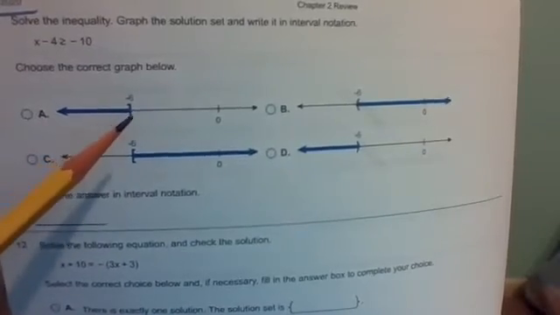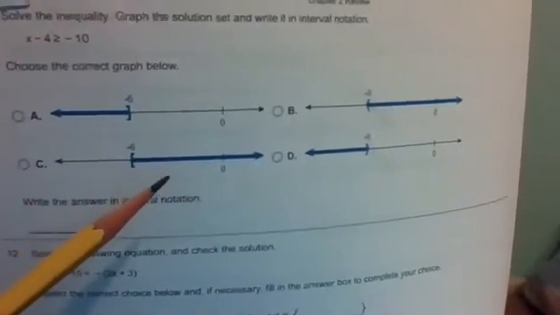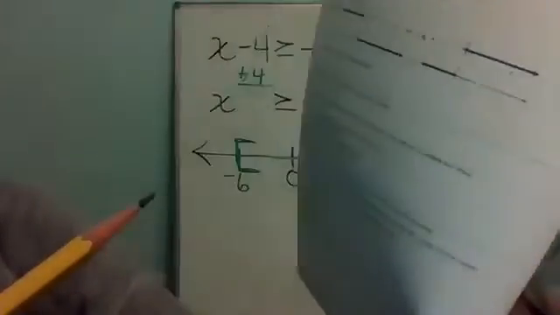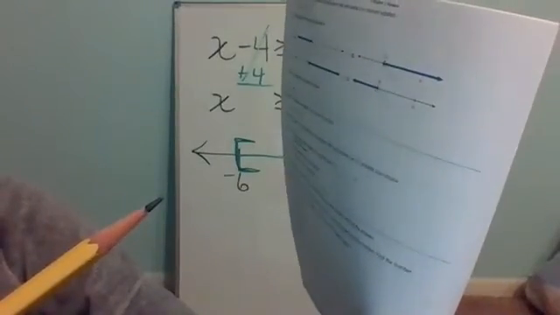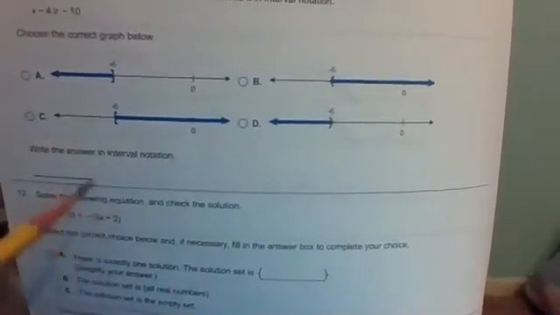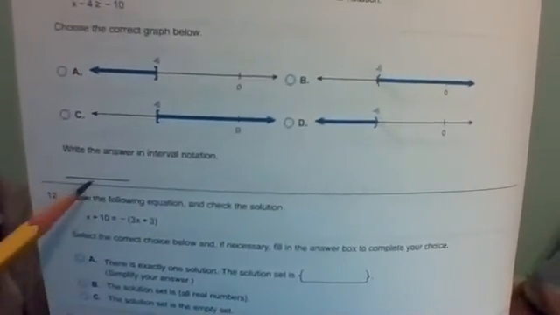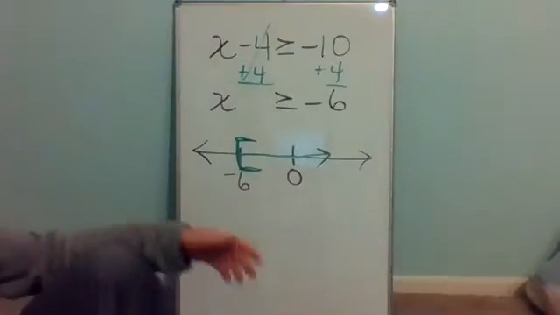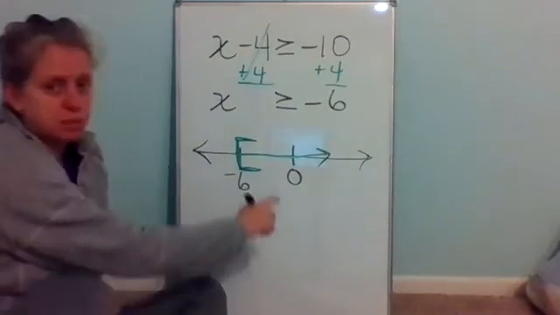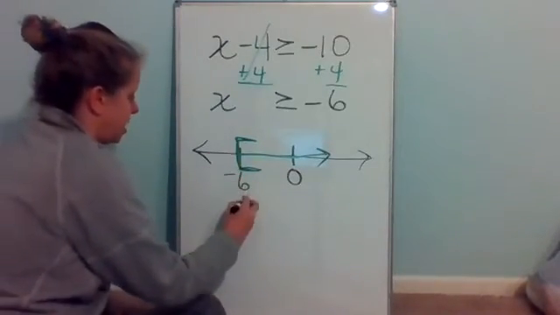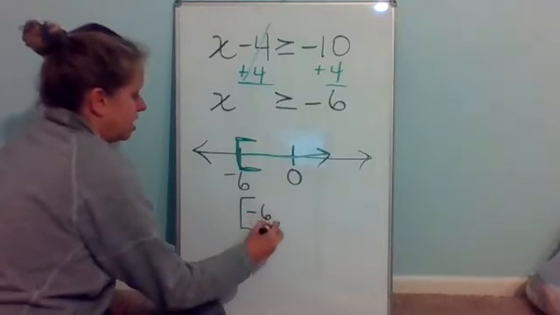And then you just have to decide which way the arrow's going. Since the arrow's going to the right, that's why you would pick this C, the one with the arrow going to the right. And then it says, here's where it wants you to write your interval answer. So when I'm looking at this number line, this is my interval answer, an open bracket with the -6.